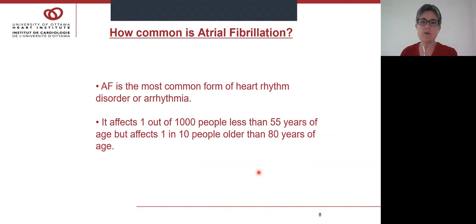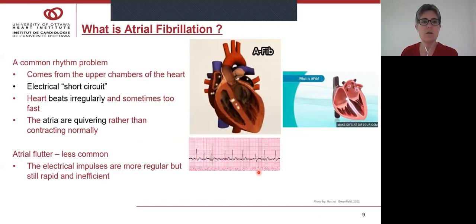It is definitely more common in the older population. By the age of 80, at least 1 person in 10 will have atrial fibrillation. Less common in the younger population, about 1 in 1,000 if you're less than 55 years old. That said, we do see people from all ages, from their 20s right up into being elderly.